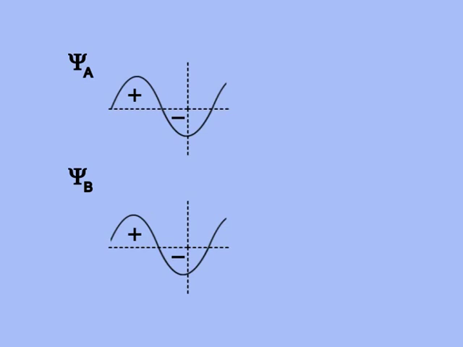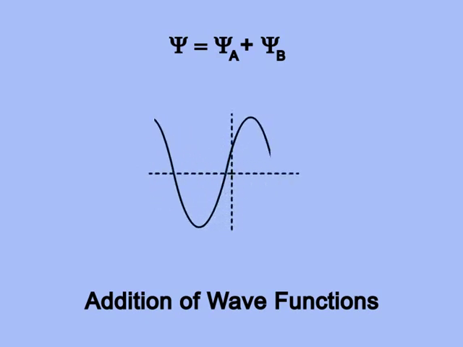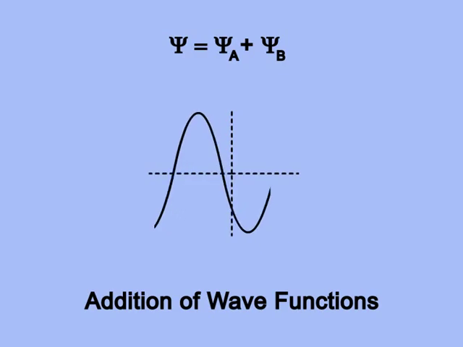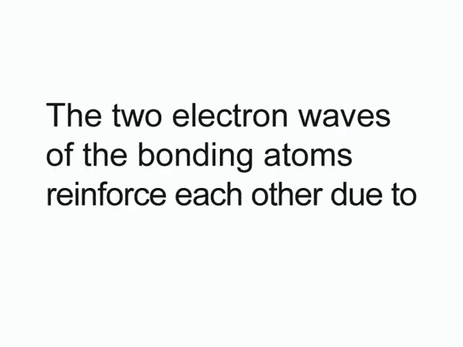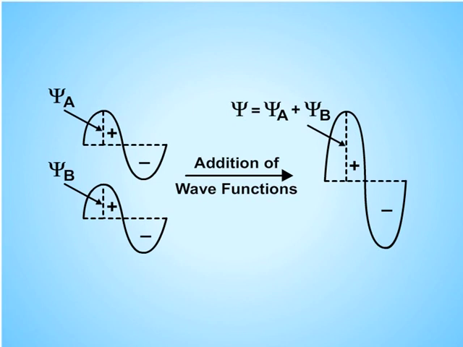When the two electron waves are in phase, means they have same sign of wave functions, they add up to give a new wave function. Psi is equal to psi A plus psi B. In other words, the two electron waves of the bonding atoms reinforce each other due to constructive interference. Let us look at the shown image. Addition of two wave functions is shown here.